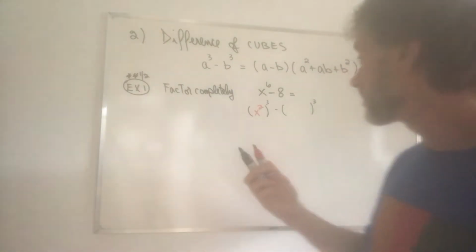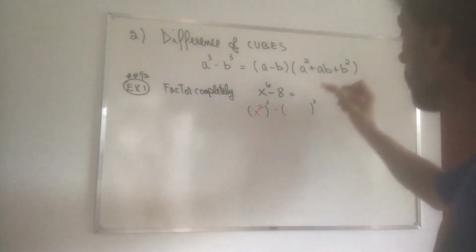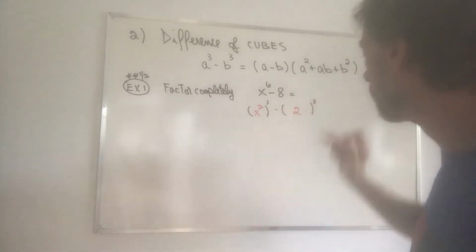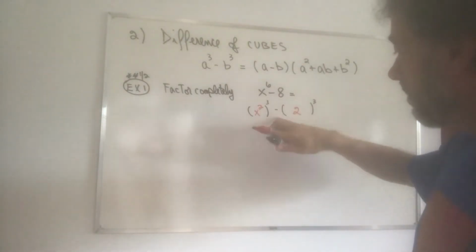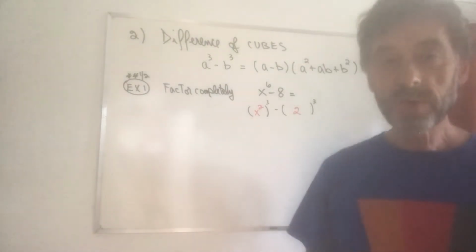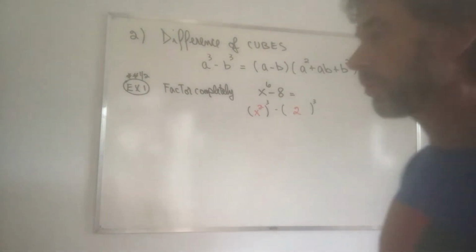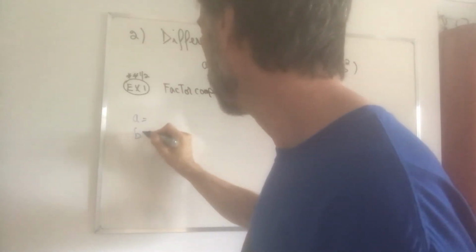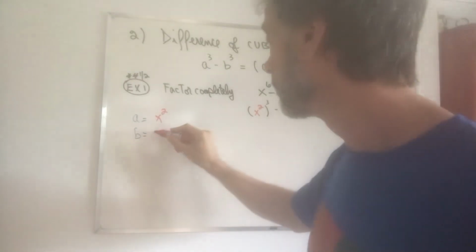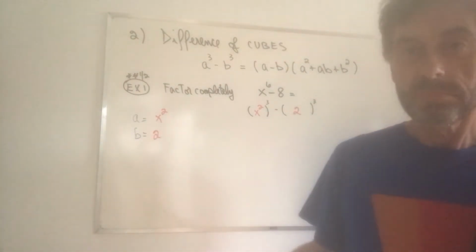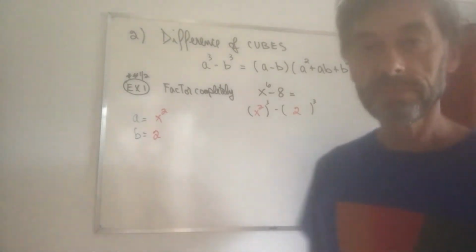It gives me x^6. What about 8? Is 8 the cube of something? Bien sûr. It is the cube of 2. 2 to the 3 is 8. As soon as you can write something to the power of 3 minus something else to the power of 3, you have a difference of cubes. In other words, I got an A and I got a B. What's my A and what's my B? Well, A is x^2, B is 2. Once you've identified this, if you know the formula, you plug it in. Et c'est tout. Alors, let's do this.